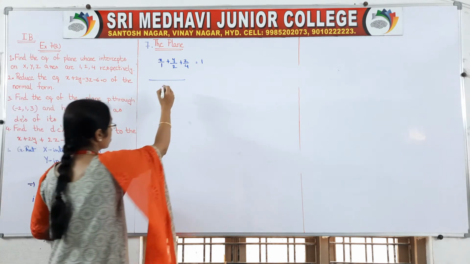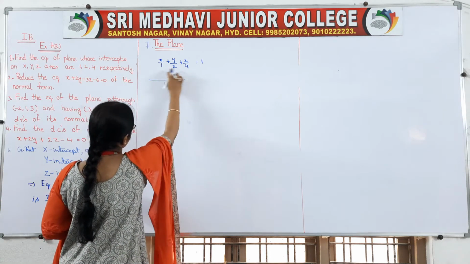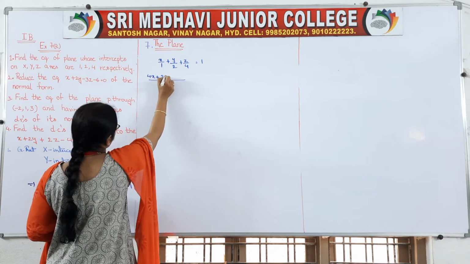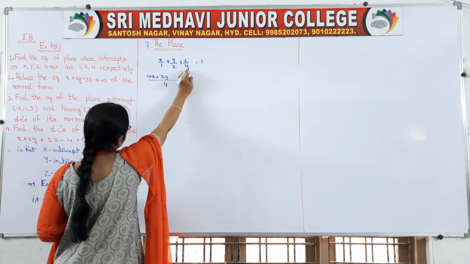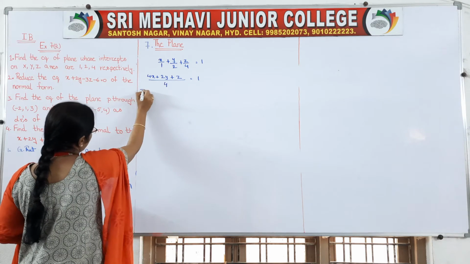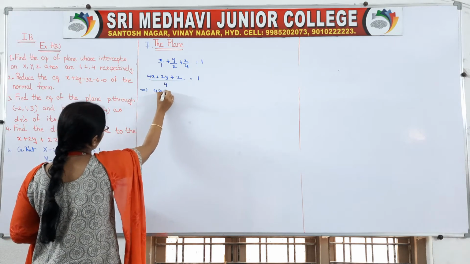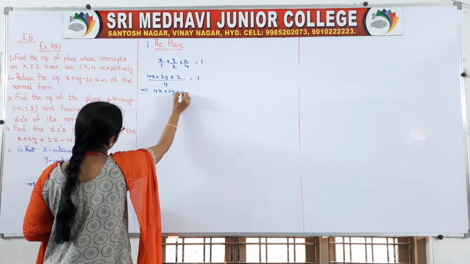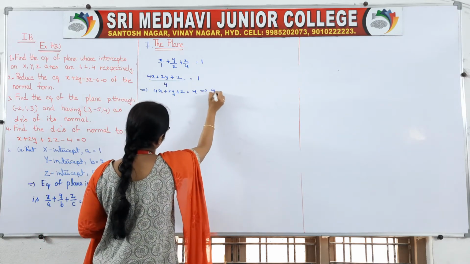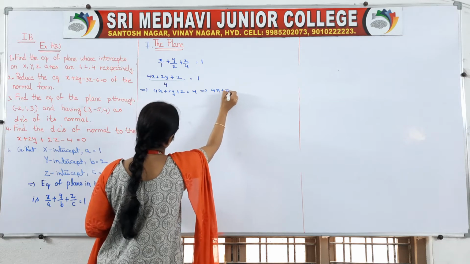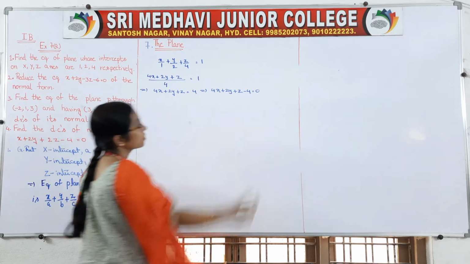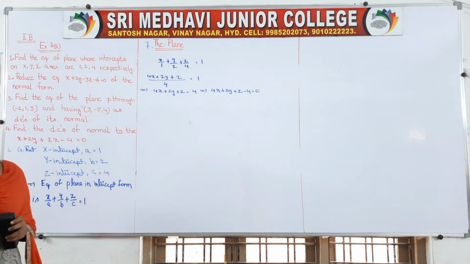So that's why take the LCM. LCM is 4, so it is 4x plus 2y plus z into 1 is equal to 1, right. Then it is 4x plus 2y plus z is equal to 4, and come on, write down, it is 4x plus 2y plus z minus 4 is equal to 0, the required plane equation.